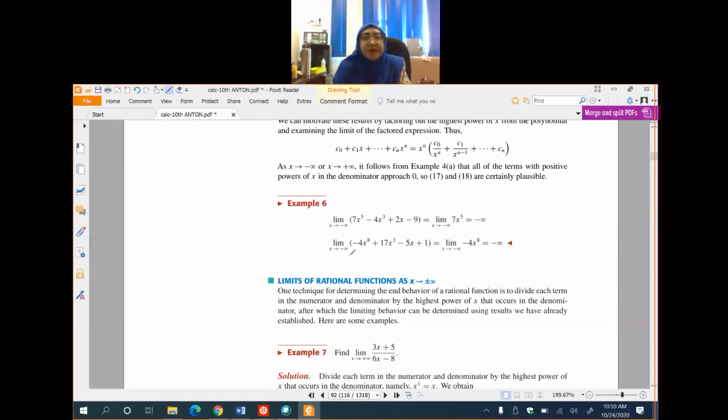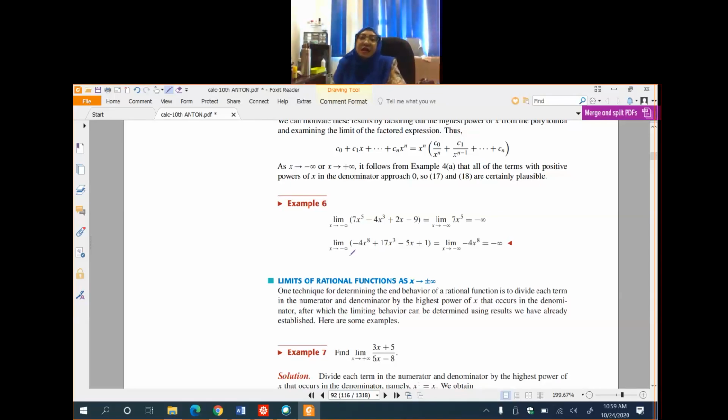Okay, for the example, we have combinations of lots of power here: 7x to the power of 5 minus 4x to the power of 3 plus 2x minus 9. The key here is to find the highest order, because the highest order will be dominant. We can neglect the lower order.